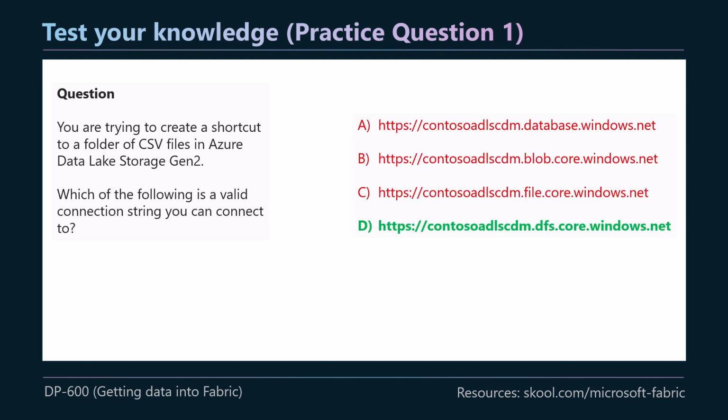So the answer here is D. So in Azure, there's a number of different endpoints that we can connect to for a storage account. And the one that we need for a shortcut is the DFS, the distributed file system path, which is D. The database.windows.net, well, it's not a database, so it's not going to be A. And B and C are both endpoints of a storage account, but they're not the ones that you need to create a shortcut.